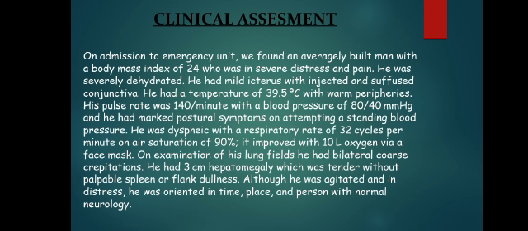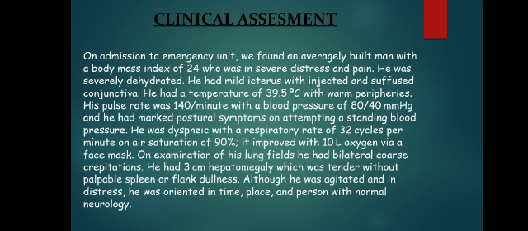Now, the clinical assessment. On admission to the emergency unit, we found an averagely built man with a body mass index of 24 who was in severe distress and pain. He was severely dehydrated too. He had mild enteritis with injected and suffused conjunctiva. He had a temperature of 39.5 degrees centigrade with warm peripheries. His pulse rate was 140 per minute with a blood pressure of 80/40 mmHg, and he had a marked postural drop on attempting a standing blood pressure.